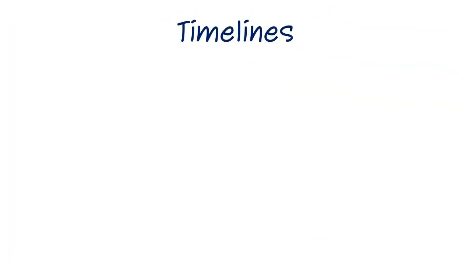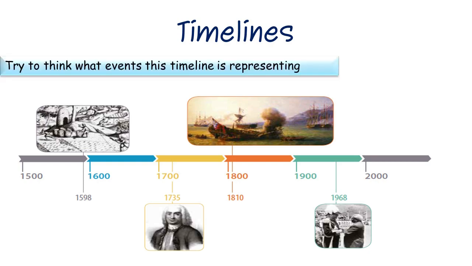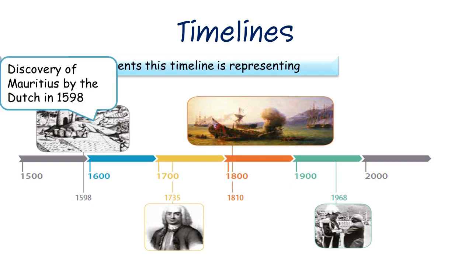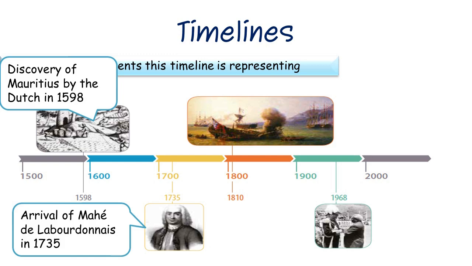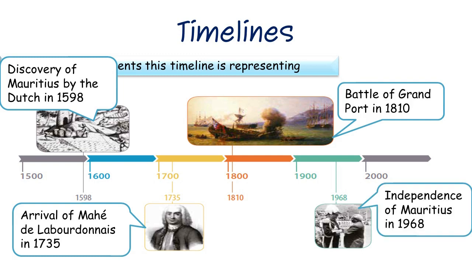Do you recall drawing your personal timeline in grade 5? Have a look at this timeline. Try to think what events this timeline is representing. Yes, historical events which happened in Mauritius. The discovery of Mauritius by the Dutch in 1598. The arrival of Maillet de la Bourdonnais in 1735. The Battle of Grand Port in 1810. And the independence of Mauritius in 1968. As you can see, a timeline indicates the events that took place in a chronological order.